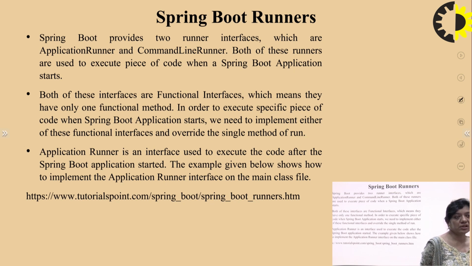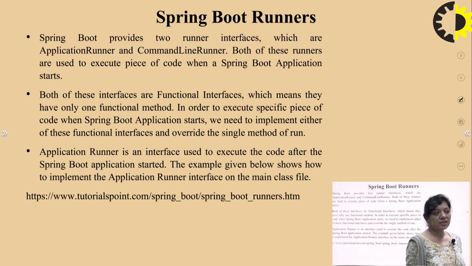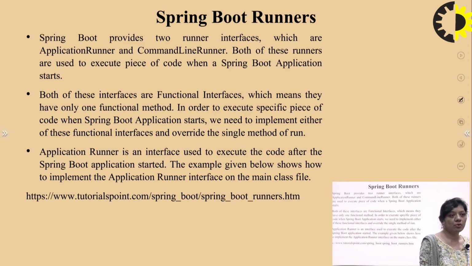The next topic is Spring Boot runner. Spring Boot provides two runner interfaces, which are ApplicationRunner and CommandLineRunner. Both of these runners are used to execute a piece of code when a Spring Boot application starts. Both of these interfaces are functional interfaces, which means they have only one functional method in order to execute a specific piece of code when a Spring Boot application starts. We need to implement either of these functional interfaces and override the single method run.